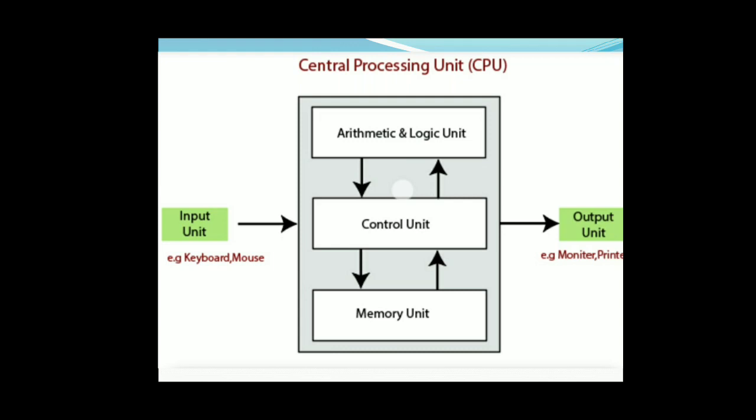So in that, when the user enters data using input devices, that data is transferred to the processing unit, or we can call it the CPU. The CPU processes that data and transfers the processed data to the output devices. So there are basic components. First is input devices, second is the CPU, and third is output devices.